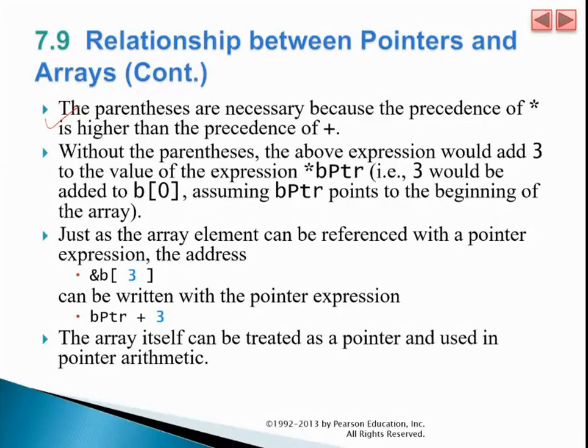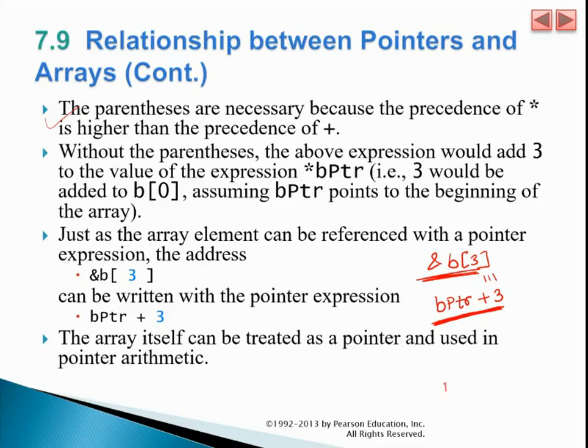Okay, fine. So just as an array element can be referred to with a pointer expression, the address can be written as a pointer expression. Now, if I want the address of this particular location, you just write BPTR plus 3 without the asterisk. If you remove the asterisk, it will give the address of B[3]. So &B[3] and BPTR + 3 are again equivalent. Yes, this is also simple. So don't get confused in any of this.